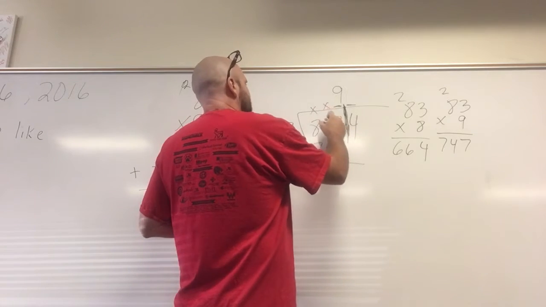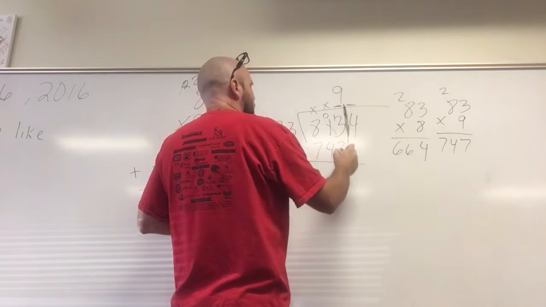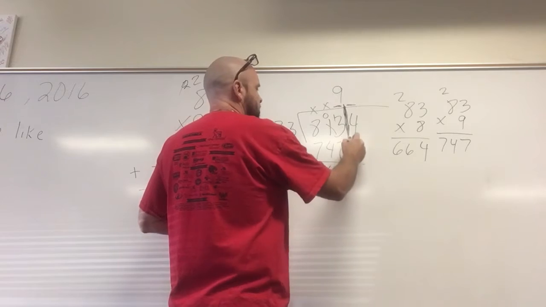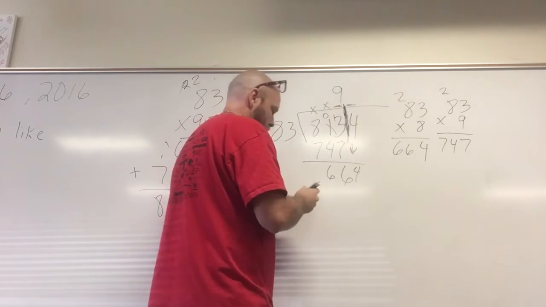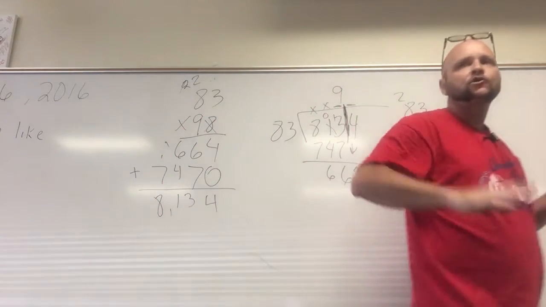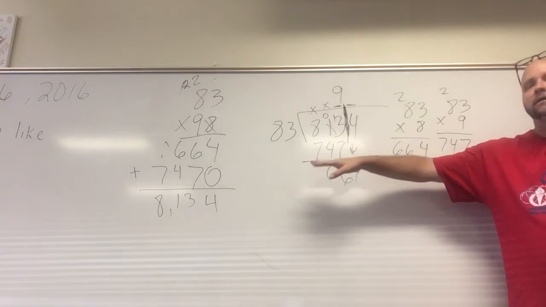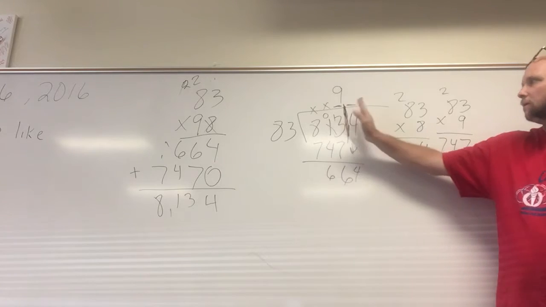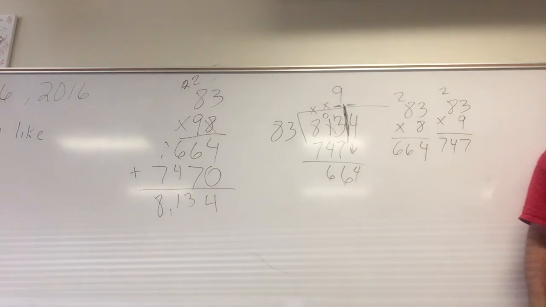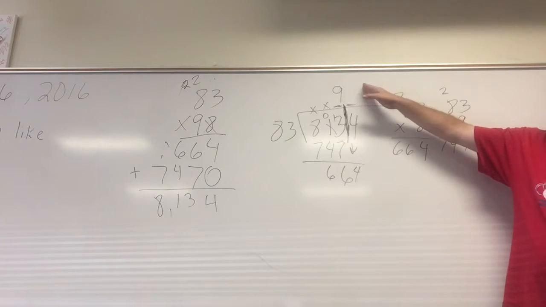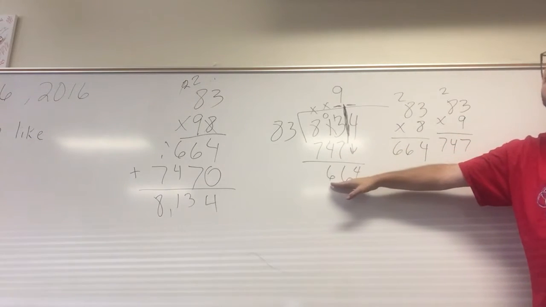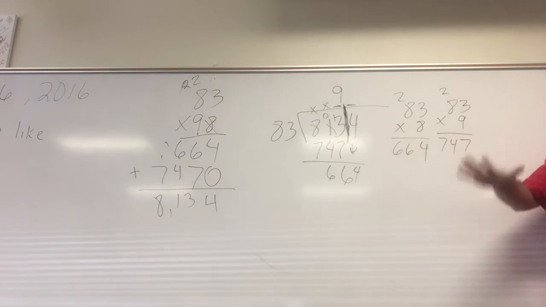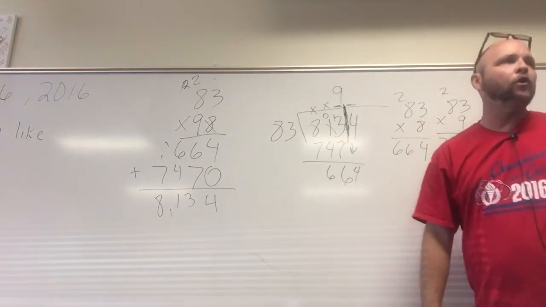I subtract. 13 minus 7 is 6. 80 minus 74 is 6. Bring down my 4. So far you're good with me, Maya, right? We multiplied by one-digit numbers, we subtracted, and we brought down. Now I need to figure out how many times 83 goes into 664. How many times do you think? 8. Boom, shakalaka! Right there, because we don't erase our work.